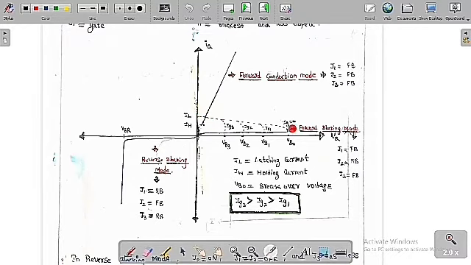This is called the latching current. The latching current is responsible for the turn on condition. Only after this breakdown voltage does the current flow. So this is the forward blocking mode and this is the forward conduction mode. In the forward blocking mode, junctions J1 and J3 are forward biased, whereas junction J2 is reverse biased. In the forward conduction mode, everything is conducting, so J1, J2, J3 are all forward biased.